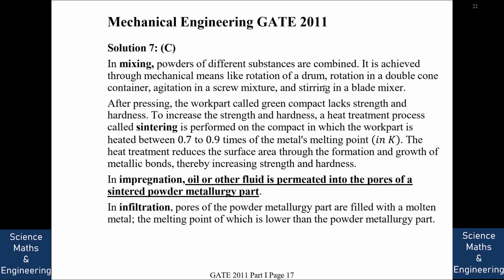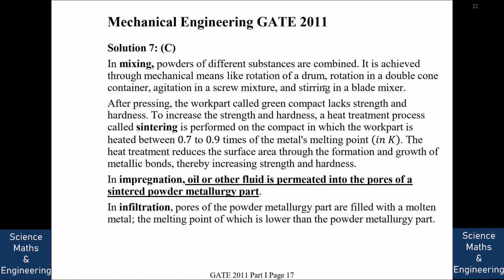Initially, powders of different substances are combined by mixing. It is done through some mechanical means, like a rotating drum. So we mix it, and then we press it using dies. So we press it and make it hard. However, it doesn't have the strength.